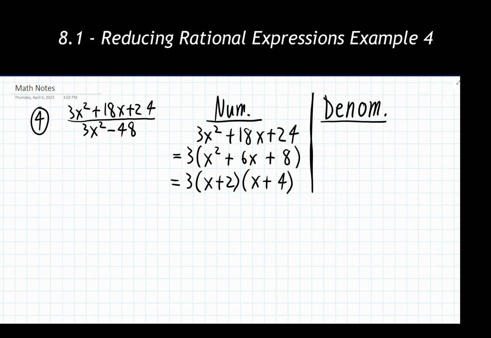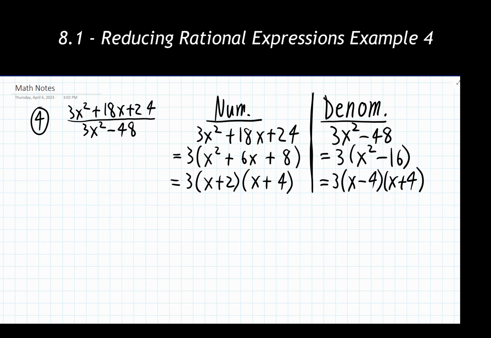Right next to it, let's go ahead and factor the denominator out. So our denominator is 3x squared minus 48 to start. Again, I'm looking to see, is there a greatest common factor? And there is. It's also a 3. And left over, I have x squared minus 16. Again, I'm looking to see, can I factor this x squared minus 16? This is a difference of squares, so I can factor that. And that's going to become x minus 4 times x plus 4. So I've fully factored the numerator, I've fully factored the denominator.